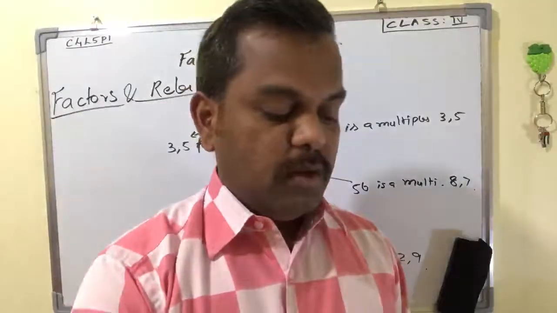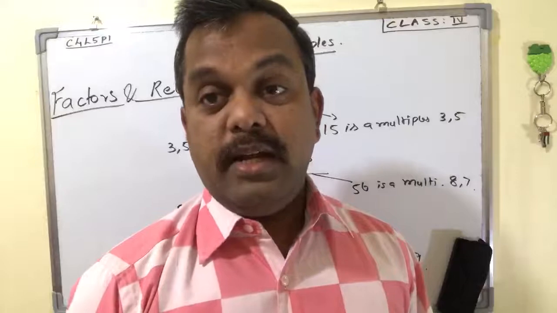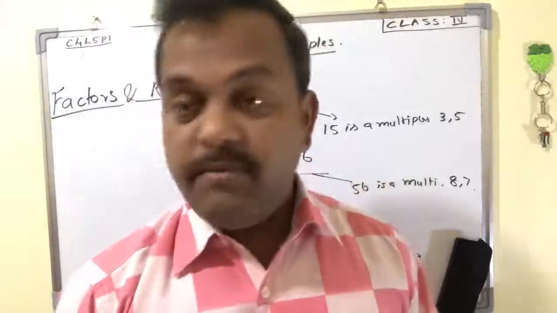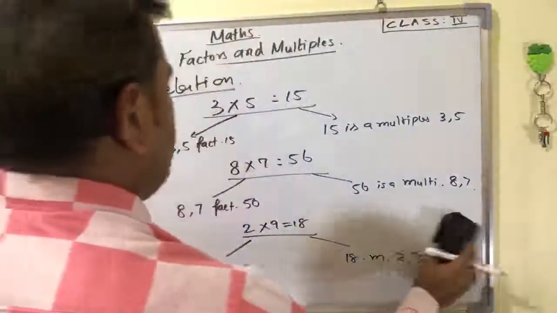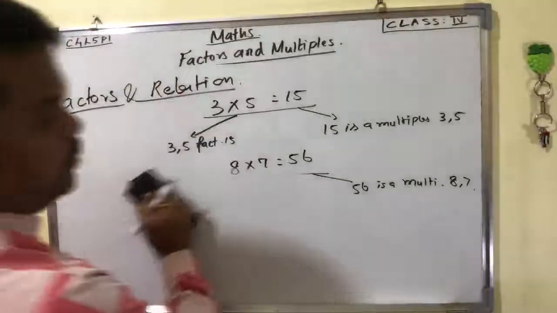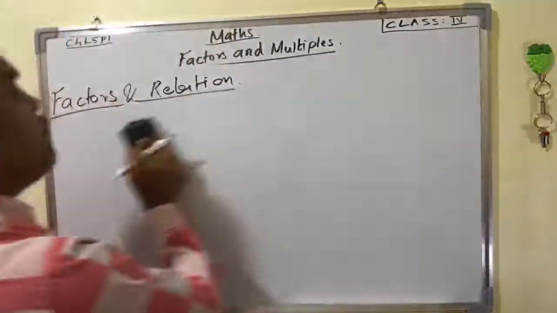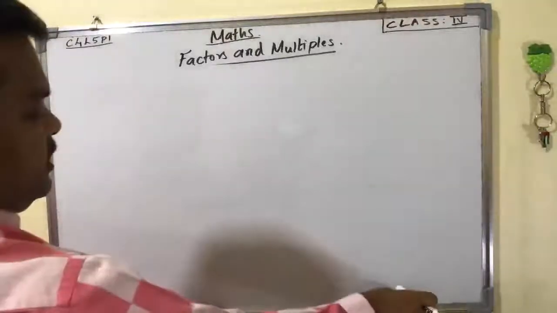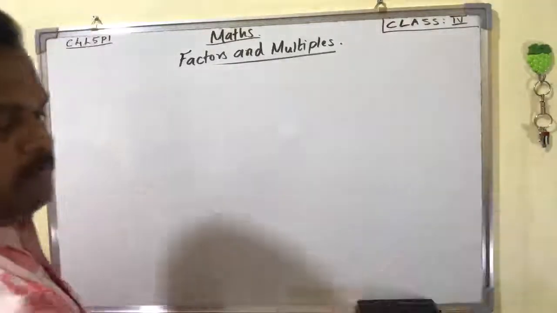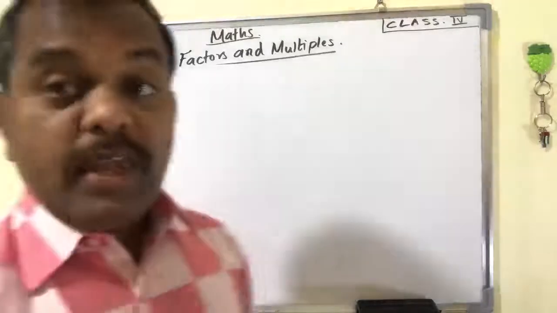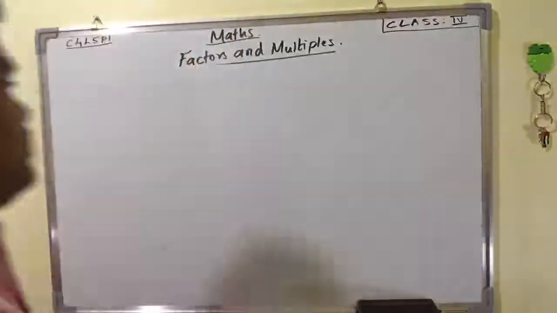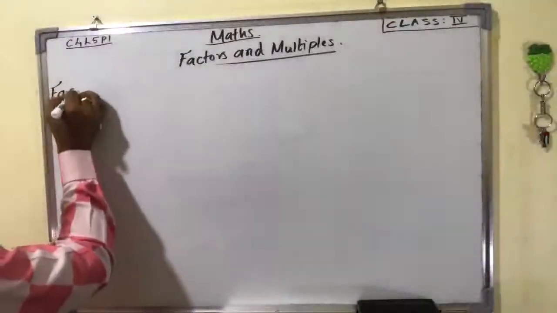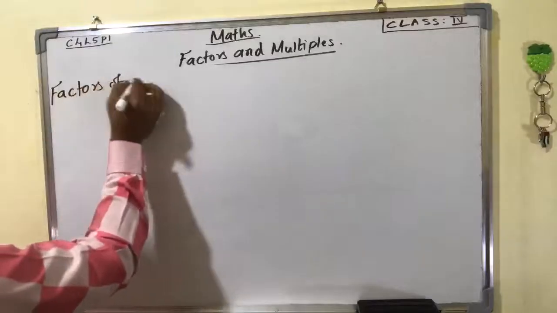And next one, finding factors. How to find a factor? If I give any number to you, how can you find the factors of that number? With a small example. Finding factors: find the factors of 8.